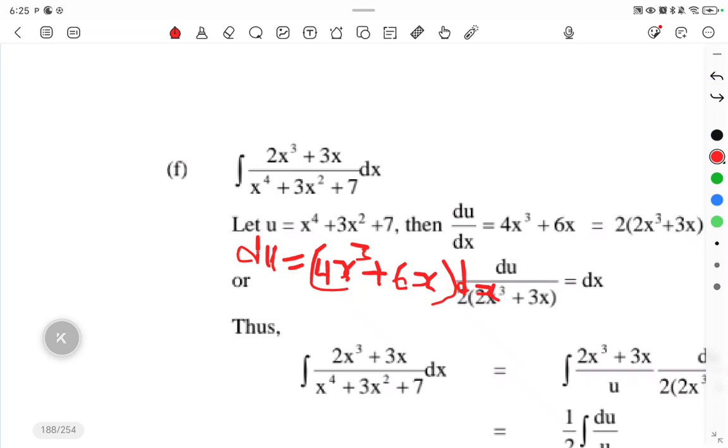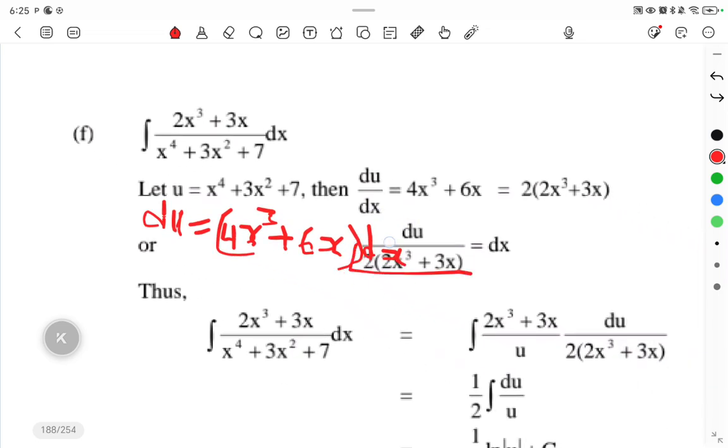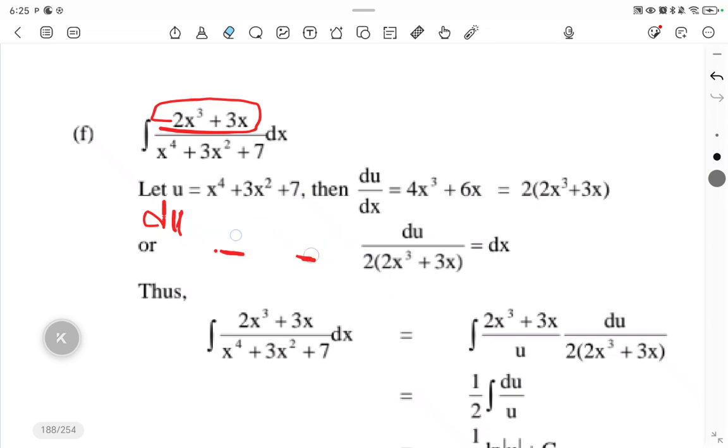So I make dx the subject of the formula. It means that I'll divide both sides by this. And when I look at this one, it is 2x to the third plus 3x. So it means that I must factor out 2 here. That's why they factored out 2 there on this one, so that it can cancel out that one. So do you agree on this?